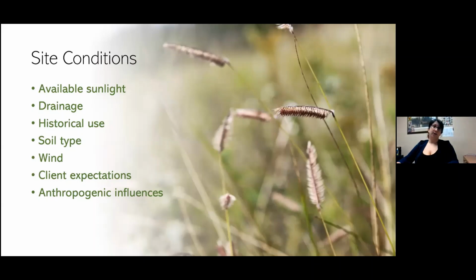Client expectations, which I've lumped into site conditions because they have an expectation of what the site is going to look like throughout the process, and you have to keep that in mind. And then there's anthropogenic influences, which I refer to in this capacity as: are people walking through the site? Is there garbage being dumped? Are people putting their yard waste on your site? If it's a large reclaimed site, are dogs walking through there? Are there places that are marked off that you can't access? That kind of thing.